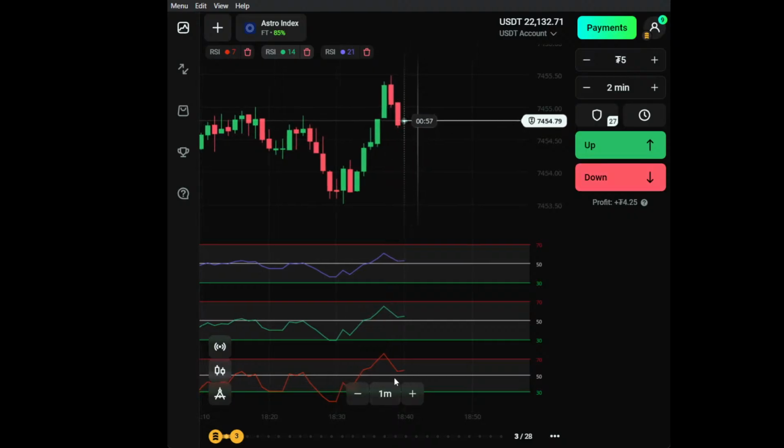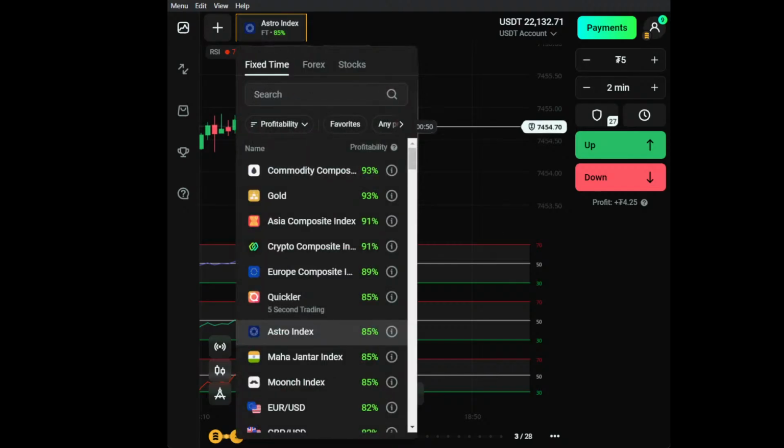Okay, if you see such kind of change happening, then just wait. Do not make a trade. Okay, wait for some time.